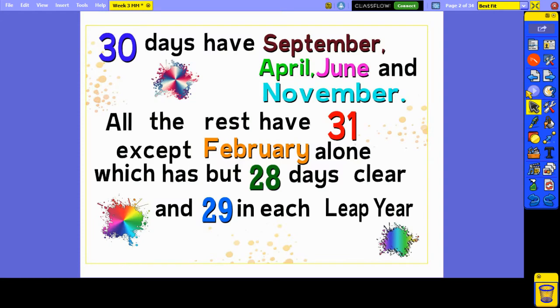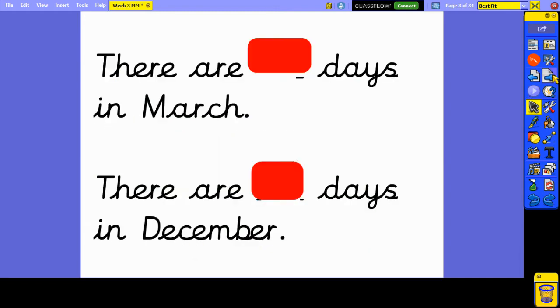30 days have September, April, June and November. All the rest have 31, except February alone, which has but 28 days clear and 29 in each leap year. I know you're good at this rhyme now, so use it to help you answer the questions. How many days are there in March and how many days are there in December? Pause the video while you write down your answers.